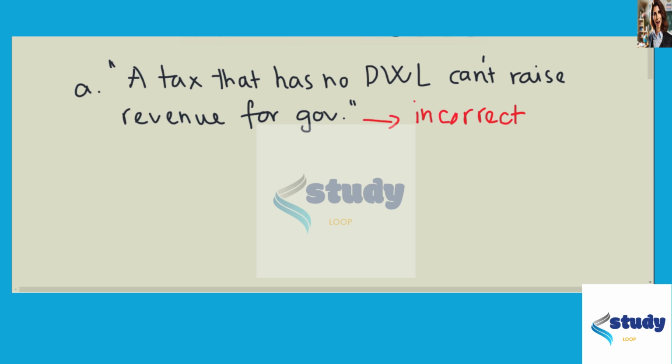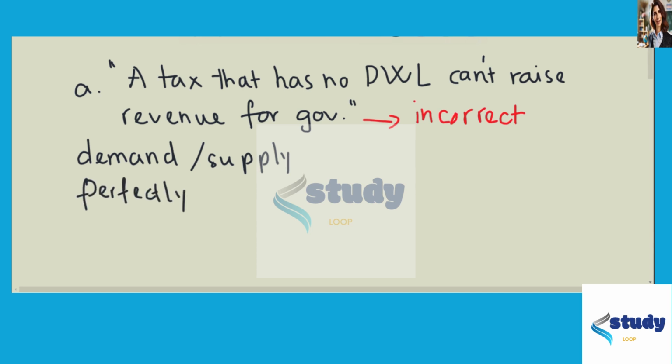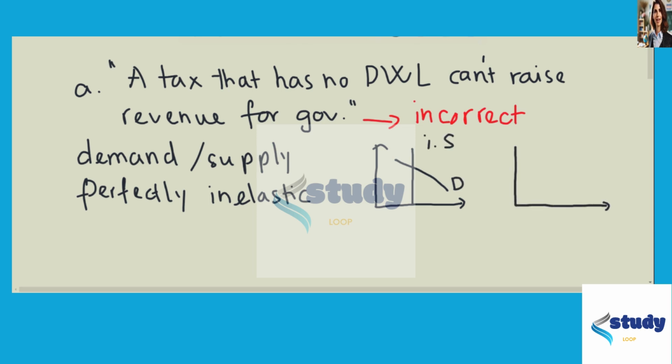It happens when the government imposes the tax and demand or supply is perfectly inelastic. So this is a situation of inelastic supply. And this is the illustration of perfectly inelastic demand.